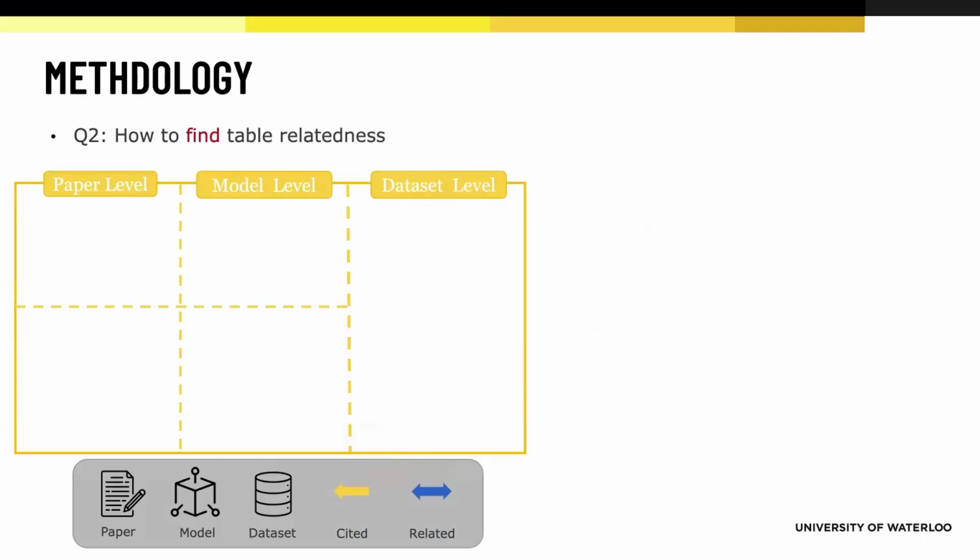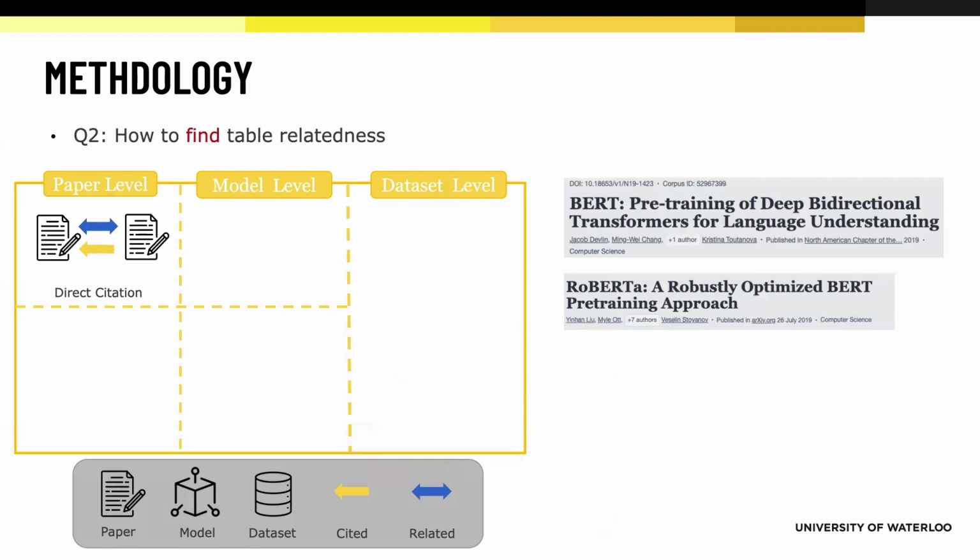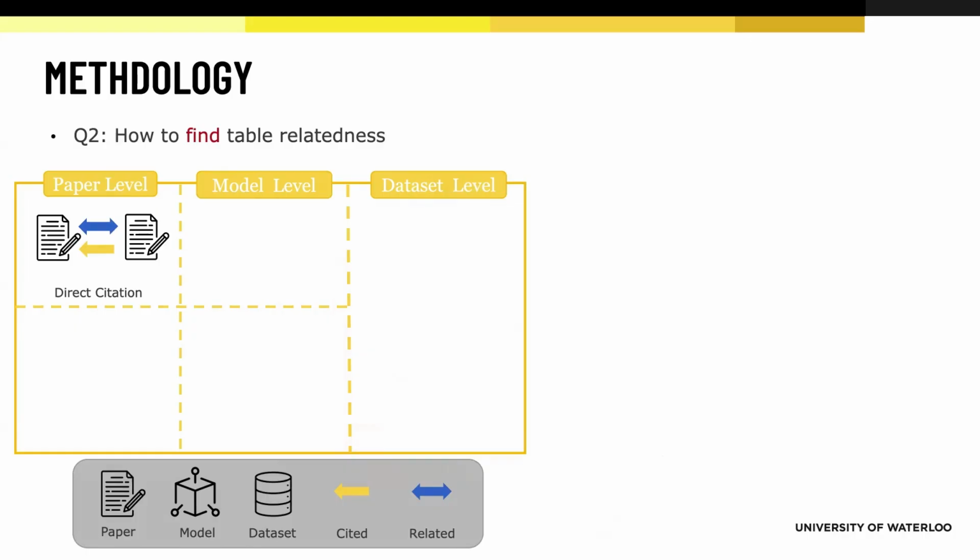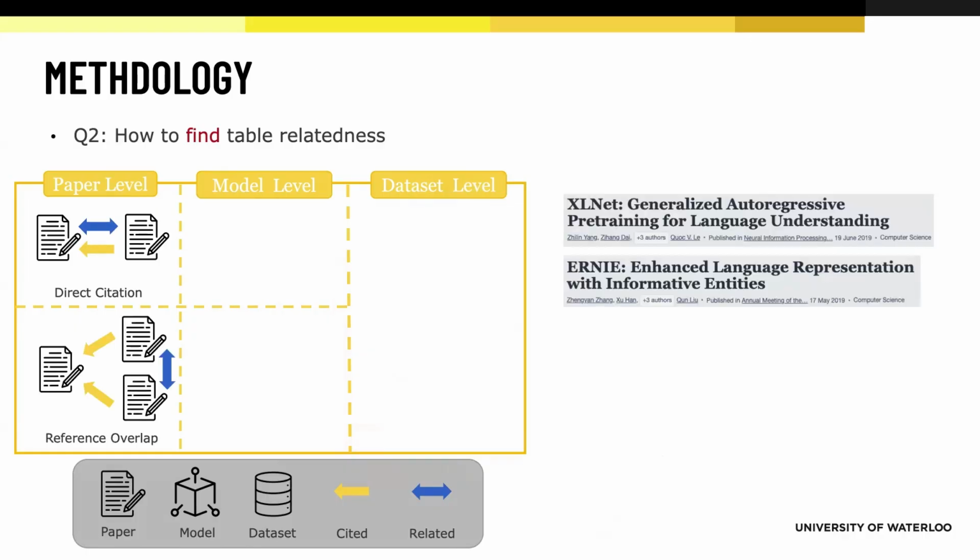And then we are trying to solve the second question, how to find table relatedness. We approach it from 3 different levels. As we already introduced paper relatedness and model relatedness, there are some sub-cases within them. The first case is that 2 papers directly cite each other. For example, RoBERTa directly cited BERT because it was developed on BERT. But there exist cases where they are not directly cited. For example, if 2 papers were developed at the same time, they don't have time to cite each other. And if they come from the same ancestor work but then deviated into different branches, it is possible that they are not directly cited. But we can infer this from their overlapping references.